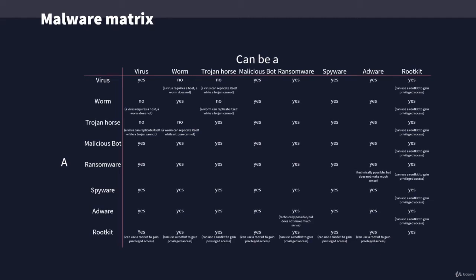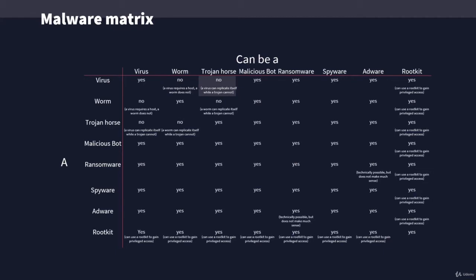You might have already noticed that some types of malware can overlap. To better understand the relations between different malware types learned today, we will explore the following malware matrix. A virus cannot be a worm. Why? Because a virus requires a host, while a worm, which is a standalone program, does not. A virus cannot be a Trojan either, because a virus can replicate itself while a Trojan cannot.